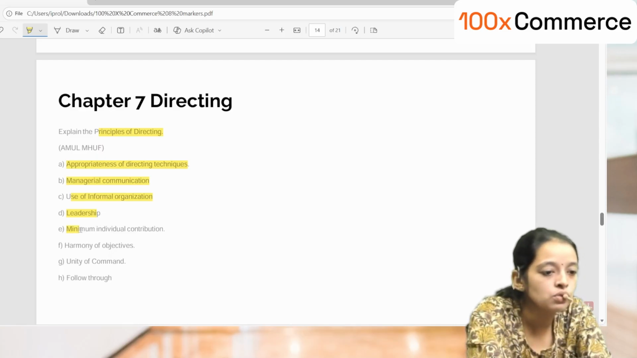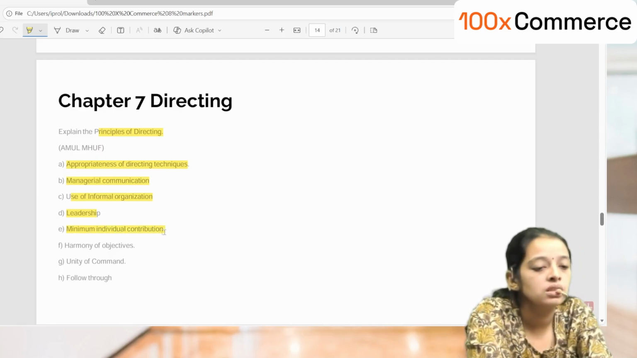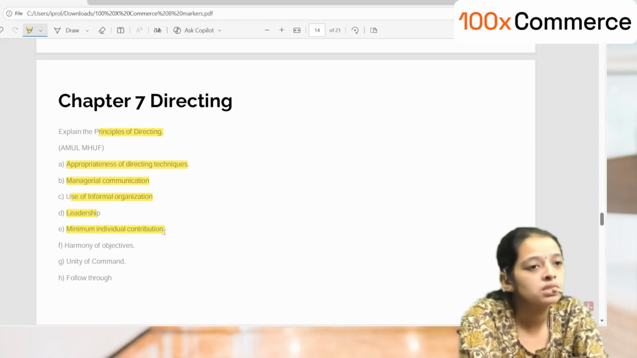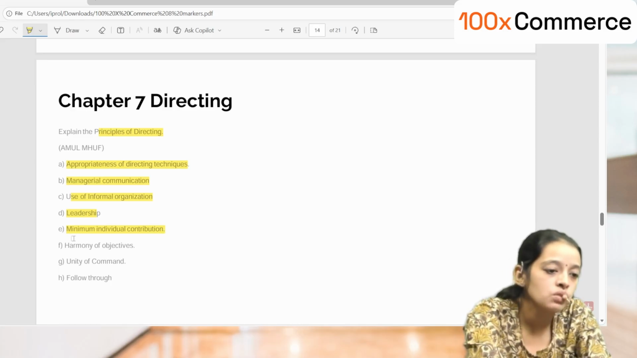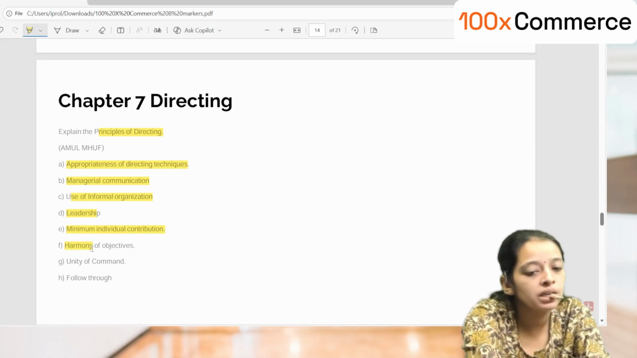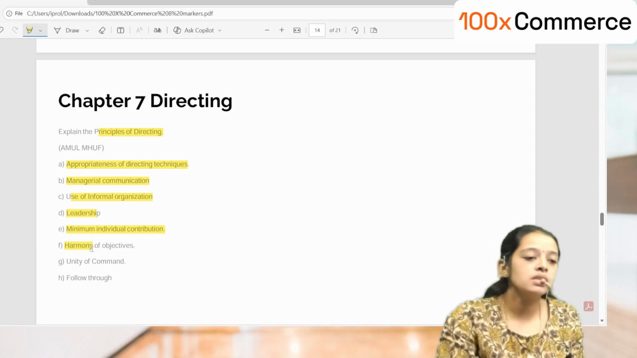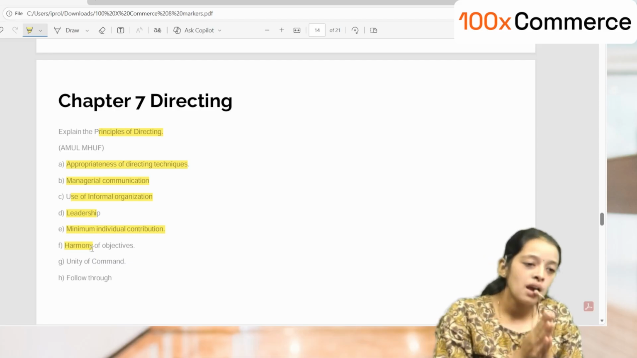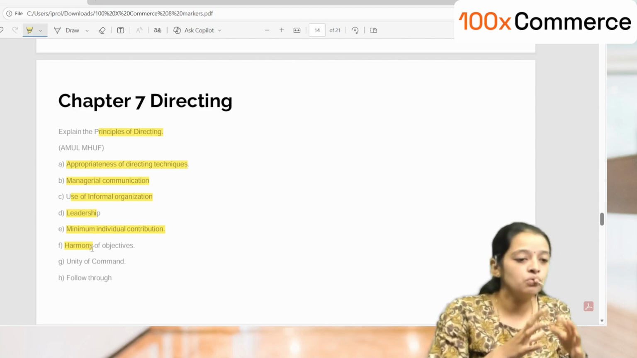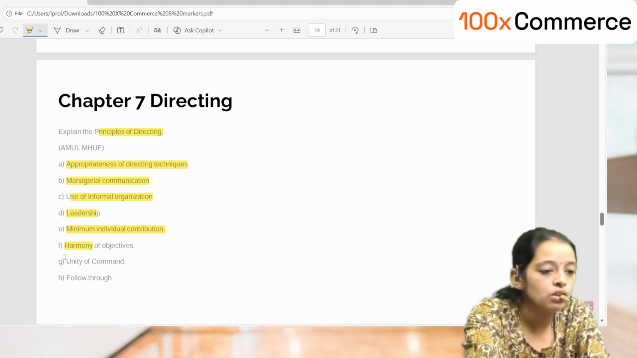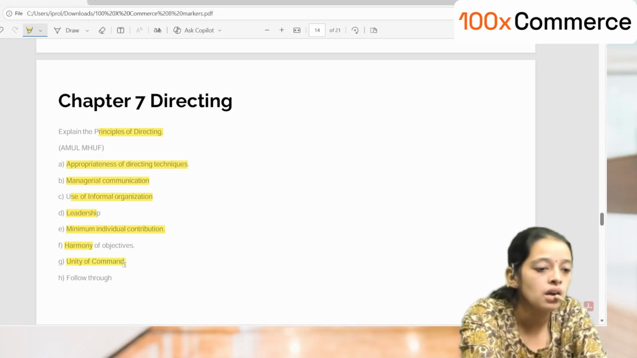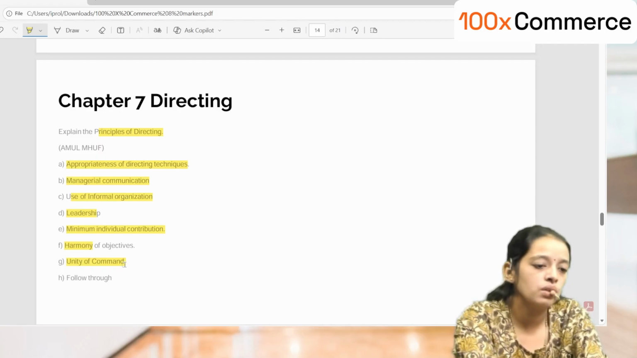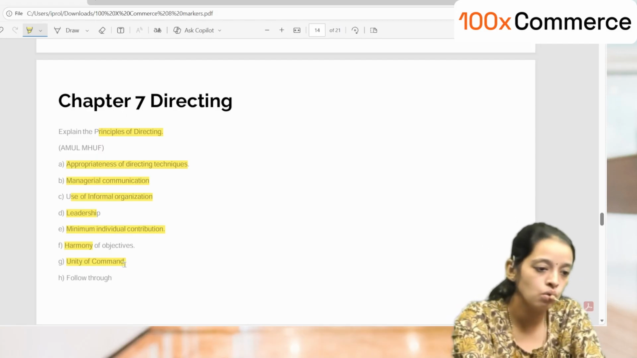Then minimum individual contribution. Every person in the whole management has to contribute according to his capacity and skills. The next one is harmony of objectives. Harmony here refers to happiness. Basically, in the environment there should be some peacefulness or happiness so that the objectives can be achieved very easily. Next is unity of command. Unity of command is nothing but that every single individual cannot command. A single person will have the authority to command over the others.